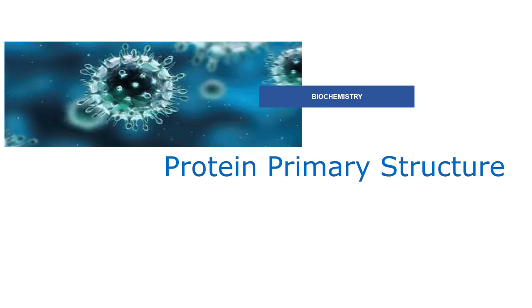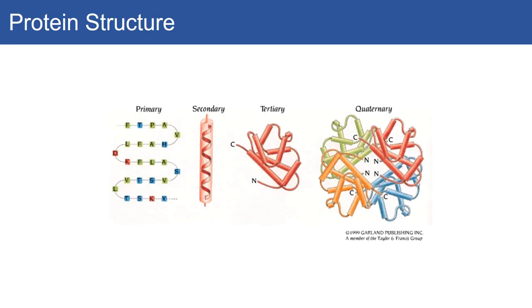Welcome to this biochemistry lecture on the primary structure of proteins. So structure comes in 4 flavors. There is the primary structure, which is basically the sequence of amino acids in a polypeptide chain, as you might recall, and we'll go over this in a little bit.